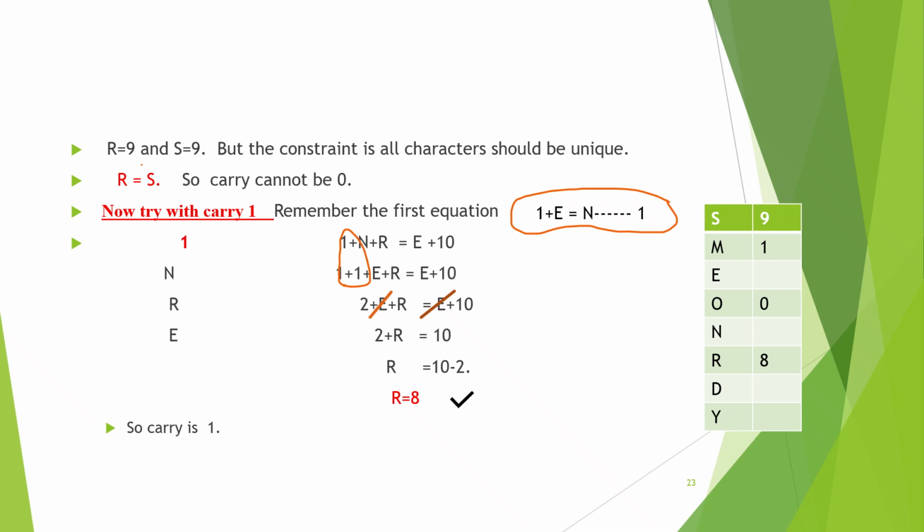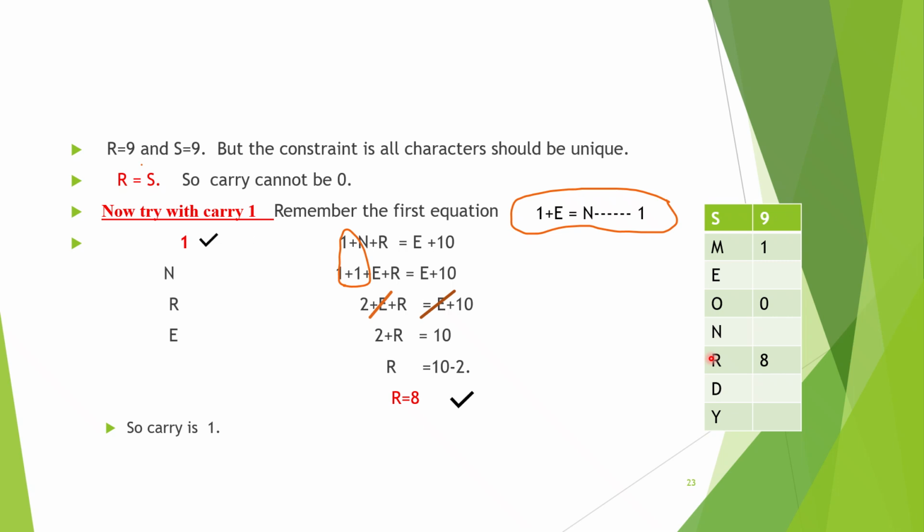Always remember the equation 1 plus E equal to N. Now add 1 to the equation: 1 plus N plus R equal to E plus 10. So 1 plus 1, 2, then 2 plus E plus R equal to E plus 10. Take out the E on both sides: 2 plus R equal to 10, R equal to 10 minus 2, R equal to 8. Okay, R is a unique number. So put R equal to 8 in the table. Now we have assigned the values for the variables S, M, O and R. For the remaining variables we have to assign values.